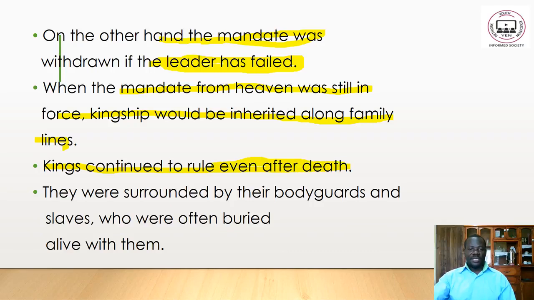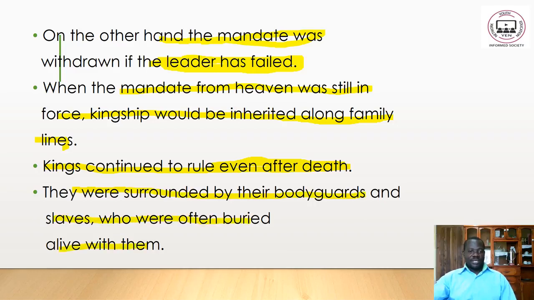So even after death, the kings continued to rule because they believed that it was the mandate from heaven that was ruling and not the individual himself. So they believed in the mandate itself, the authority from heaven, and not the personality. They were surrounded by their bodyguards and slaves who were often buried alive with them.